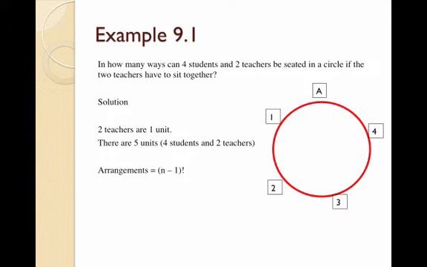But because we've got to keep those 2 teachers together, and every time we move the teachers they could either be first and then second, or second and then first, we have to times our arrangements by 2. This means that the number of arrangements will be 4 factorial times 2 factorial, which is 48 different permutations.